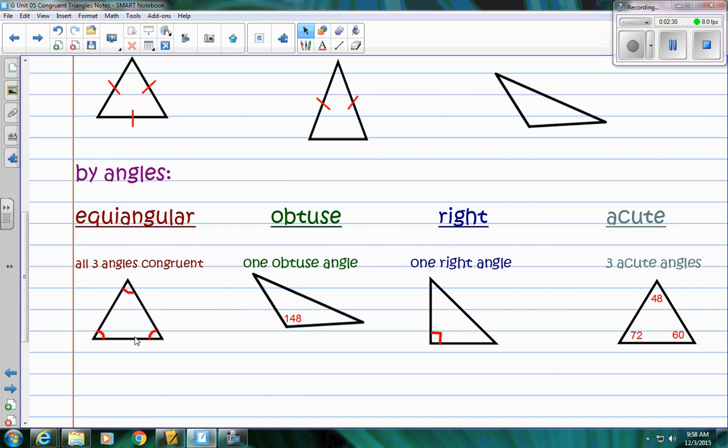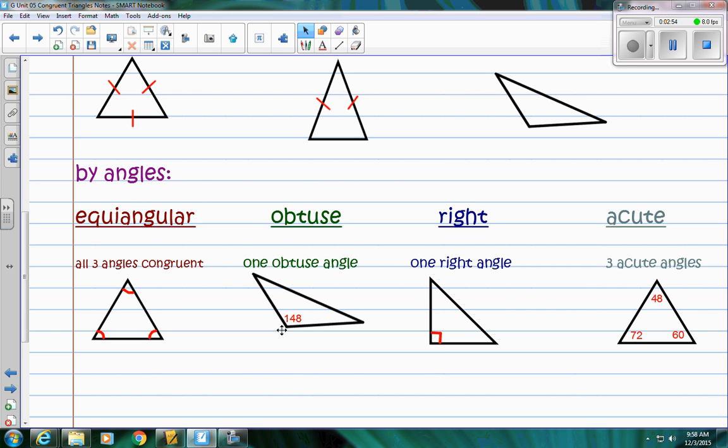If all three angles are congruent, then we would have an equiangular triangle. A triangle that is equilateral is also equiangular and vice versa. So they're exactly the same type of triangle. Their angles, because they have to add up to equal 180, would all be 60 degrees, 60, 60, 60. So an equilateral triangle, we can assume, is also equiangular and vice versa.